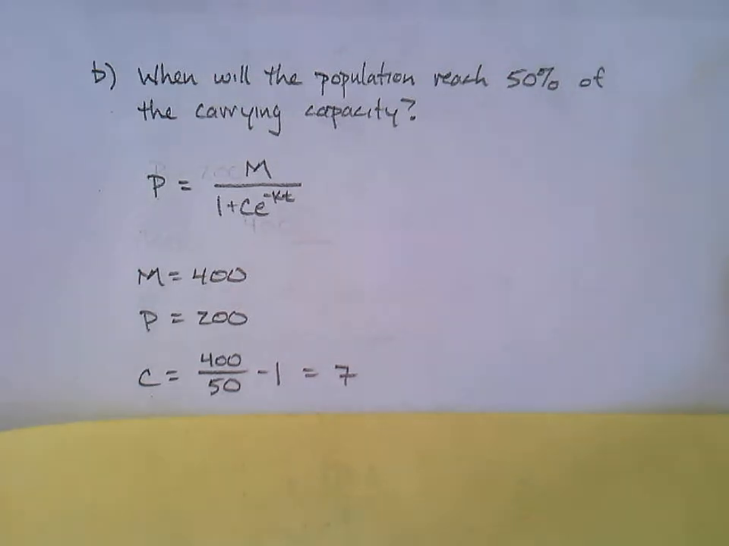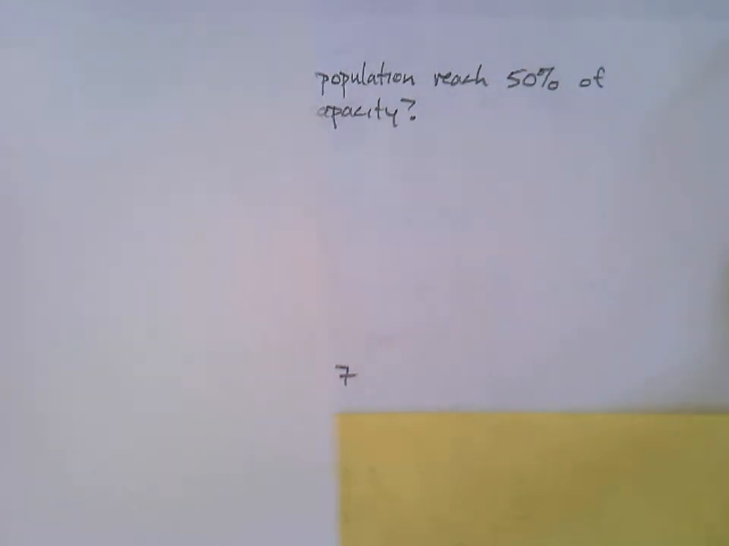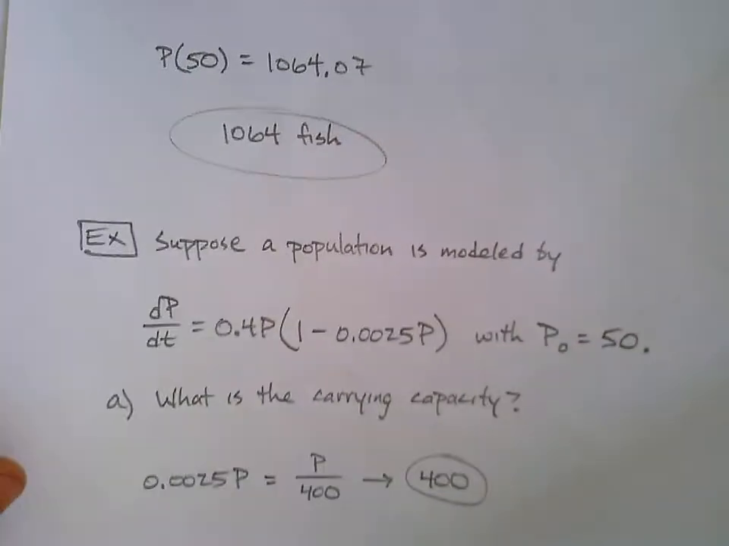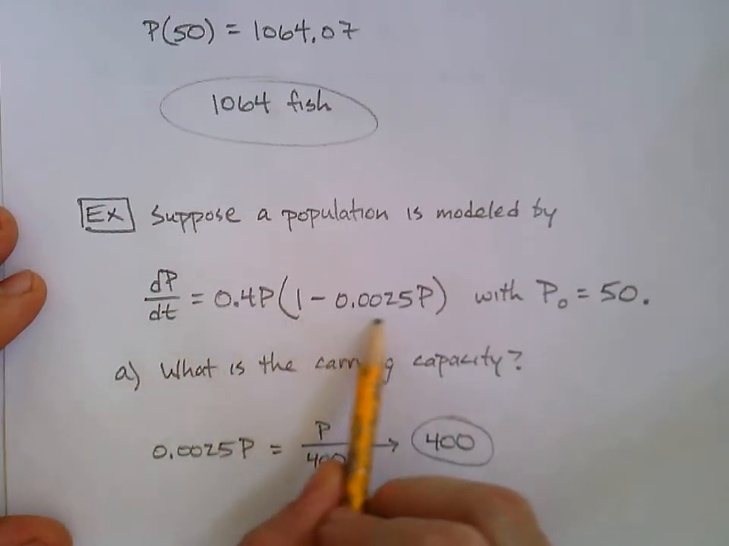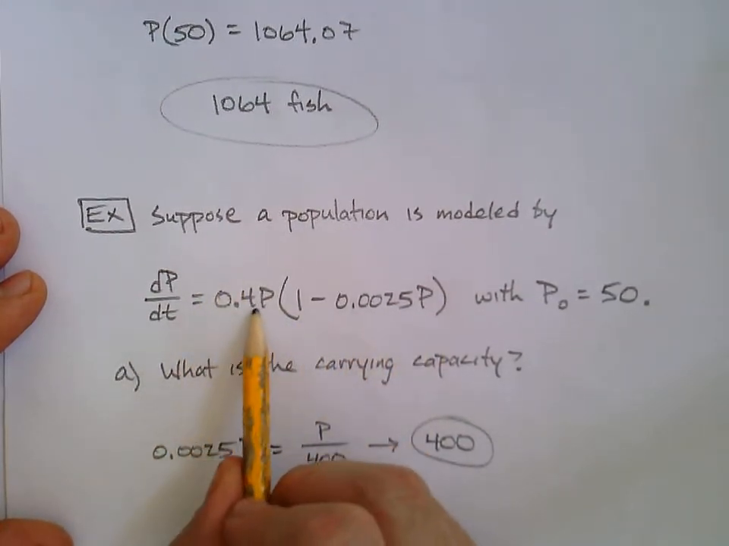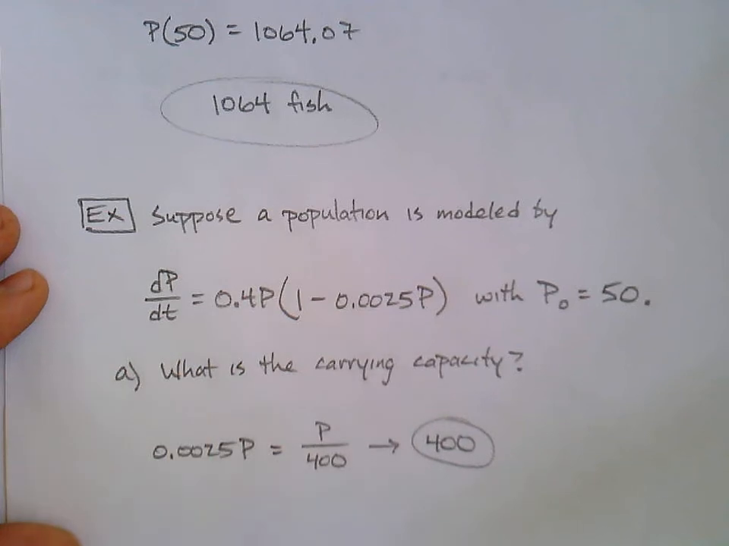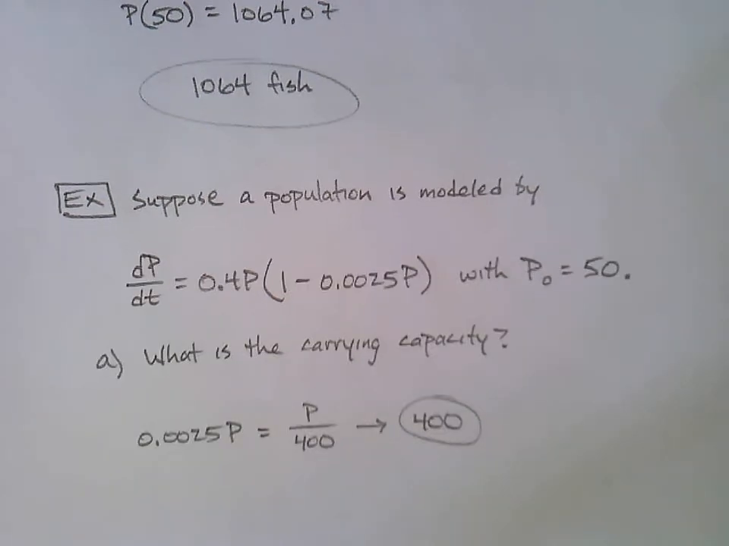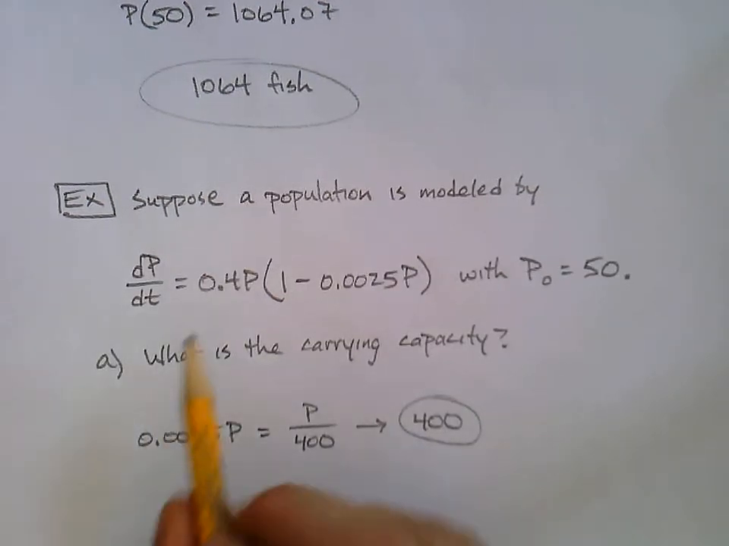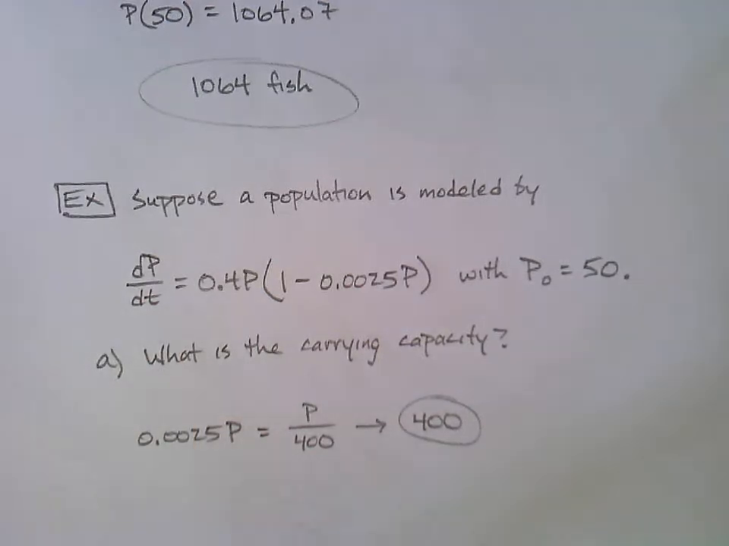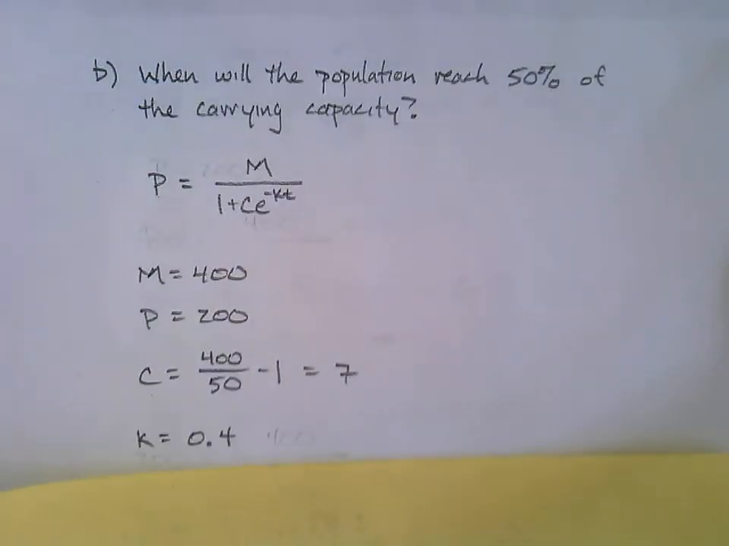And finally, k. Well, they don't tell us k. They do and they don't, right? So we've got to look back to the differential equation. Turns out this number here is the k. If you compare that with the differential equation general form, that number in front of that p there is the k. So we know that k is 0.4.